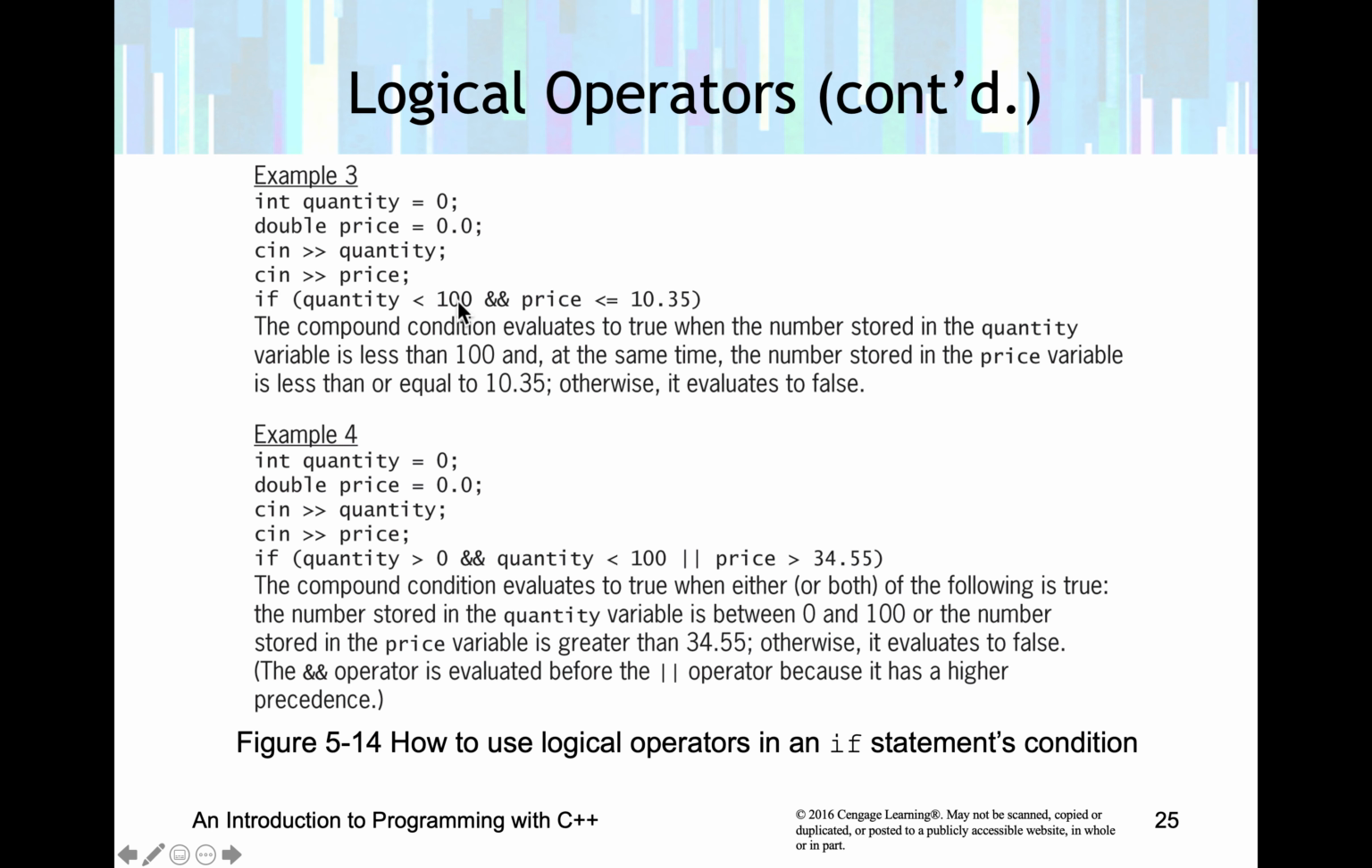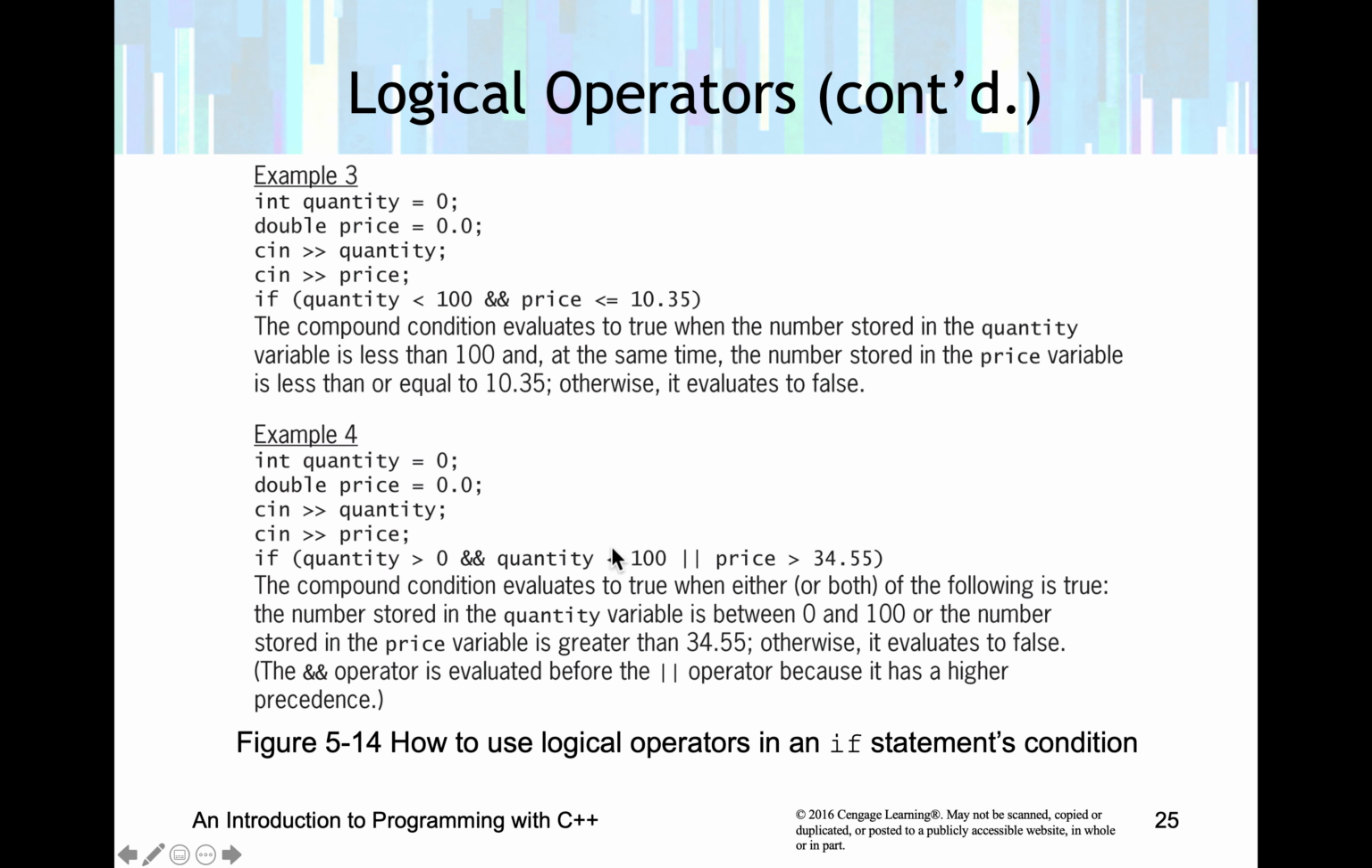If quantity is less than 100 and price is less than or equal to $10.35, then it's a true statement. So both of these have to be true. Quantity has to be less than 100 and the price has to be less than or equal to $10.35. Here we're using an and and an or. We're going to evaluate the and first, and then we'll evaluate the or. So this has to be true. Both of these have to be true to get a true statement here.